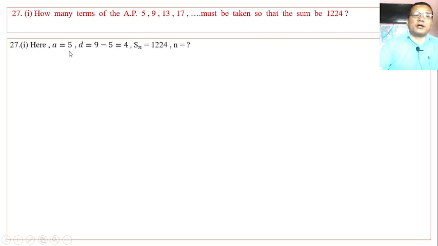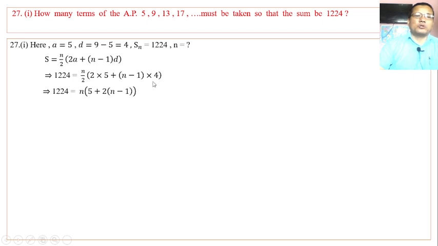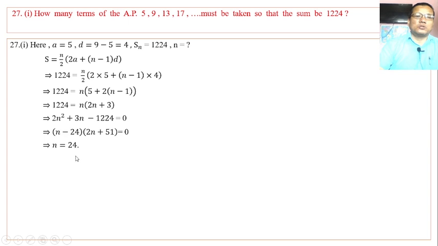Here A, the first term, is 5. Common difference is the second term 9 minus the first term 5, whose value is 4, and the sum of the n terms, Sn, is 1224. We require n. Using this formula, we have Sn equal to 1224, n is to be found out. A is 5, D is 4. Solving this equation, we get n equal to 24.